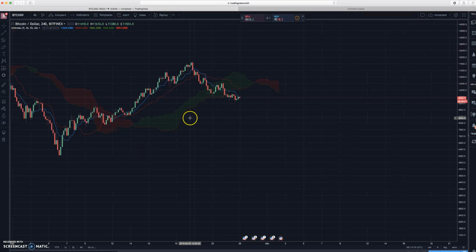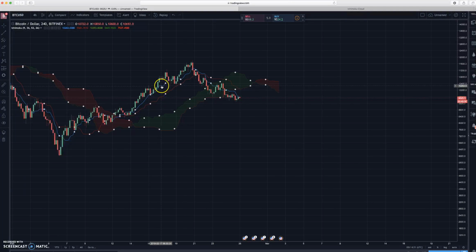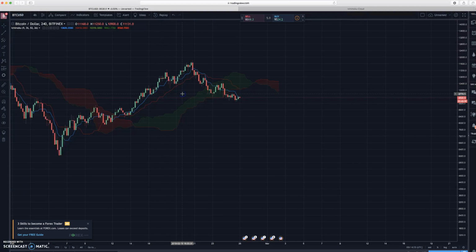Now, it looks daunting, but these two lines here, the red and the blue, are very, very simple. They're just moving averages, okay? This red is your slow moving average. That is a 26 period moving average. This blue is your fast moving average. This is a 9 period moving average, okay?